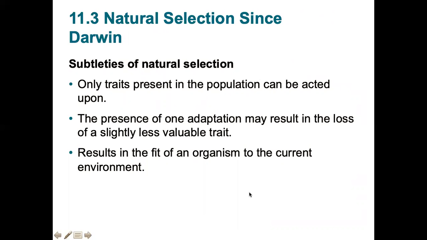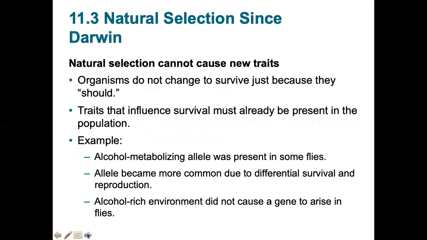Okay, little subtleties of natural selection. Only traits that are in the population can be acted on. So if you have a recessive allele and it's not being expressed, it's possible that that is unaffected by natural selection. I'm just trying to think of an example. One adaptation that would make you more fit might also make you less fit in another situation. So the results of whether or not an organism is fit is based on the current environment.